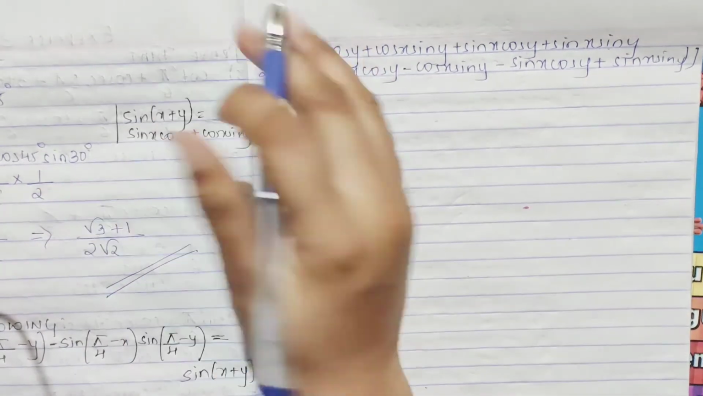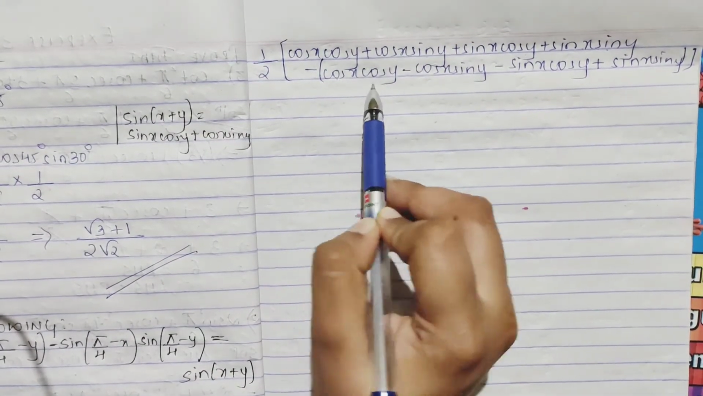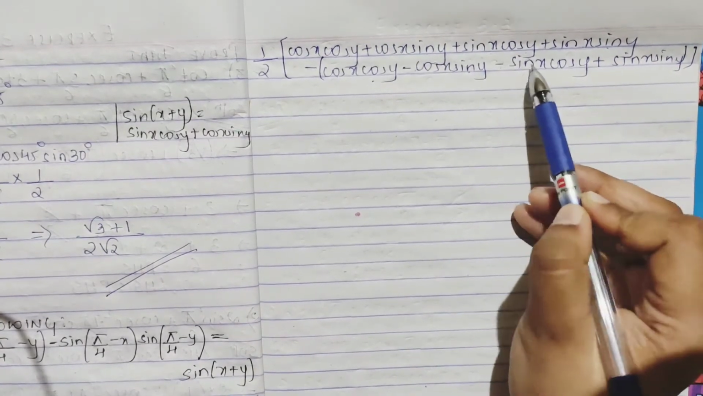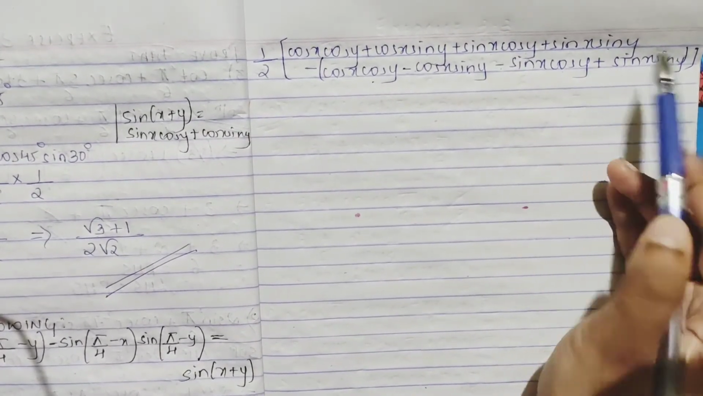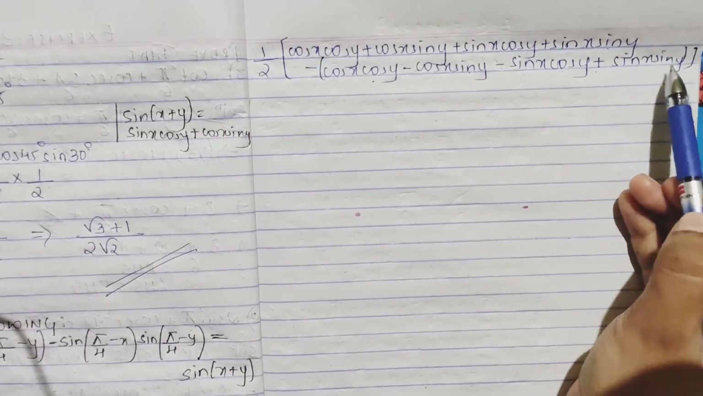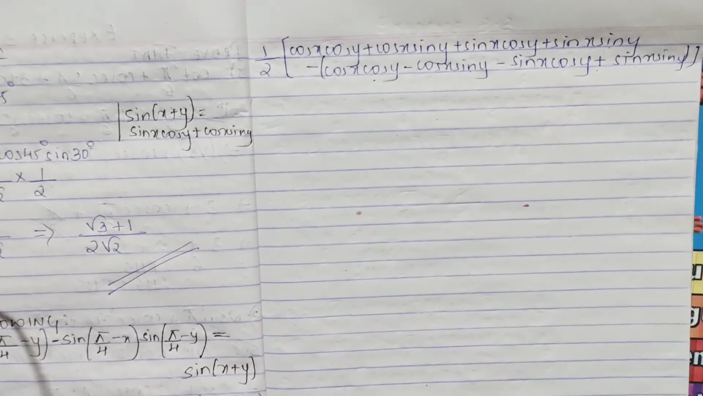So keep your minus sign outside, into cos x into cos y minus cos x into sin y. Again the minus sign was there, minus sin x into cos y. Here minus and minus, two minuses were there, so minus into minus becomes plus. So sin x into sin y. Okay, now we'll solve it again.